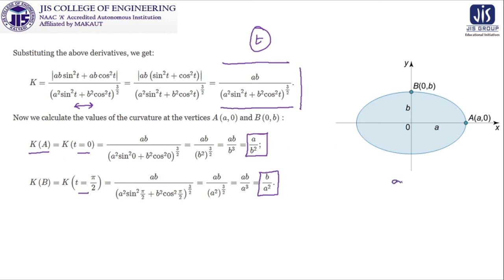So a is greater than b. Clear? It is your additional observation because it is important. So a square will be greater than b square. So 1 by a square will be less than 1 by b square. And look at this, it is coming as b by a square. So if you just do some multiplication over here, b by a square is less than b by b square.